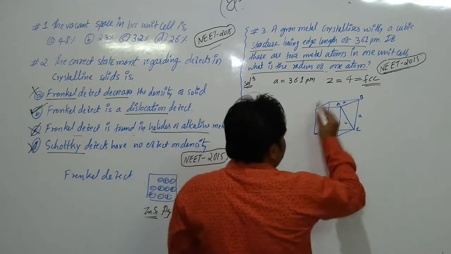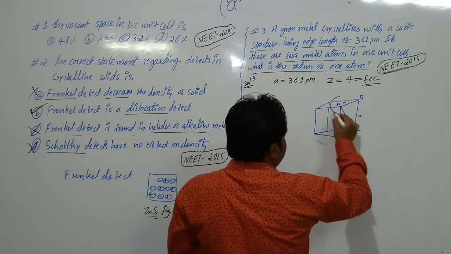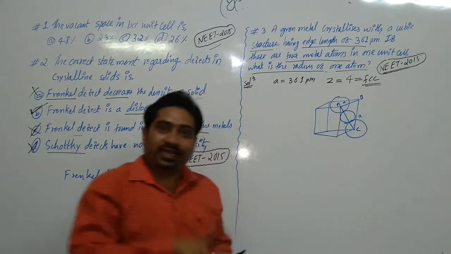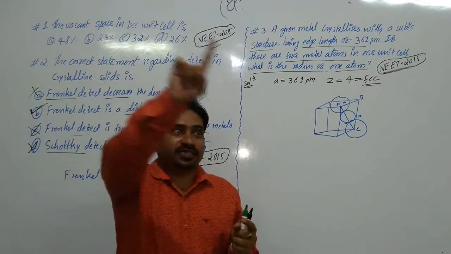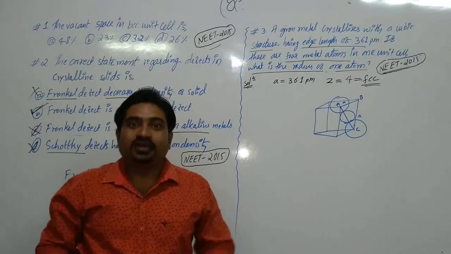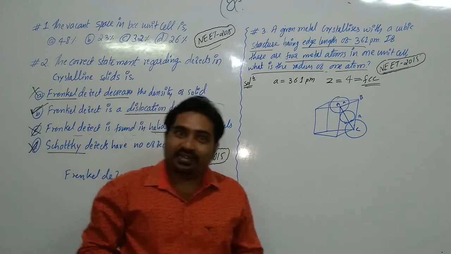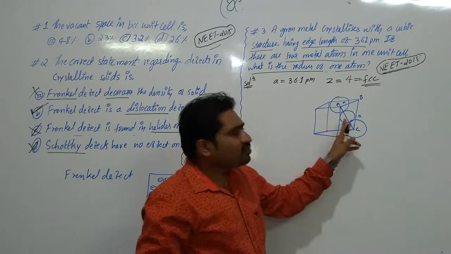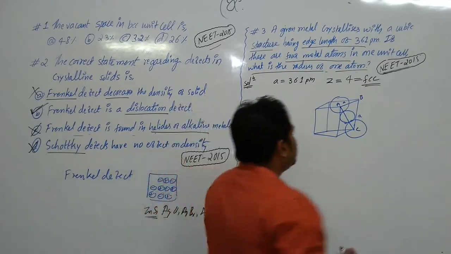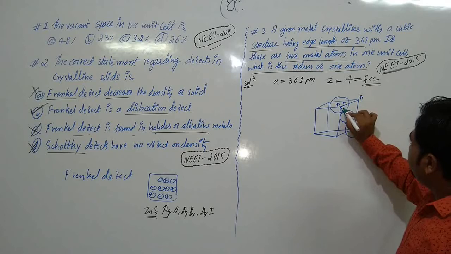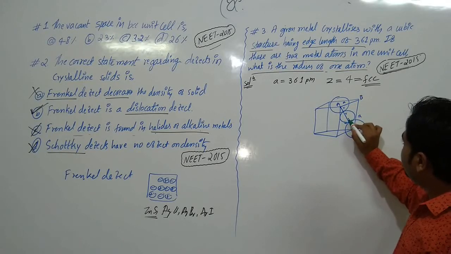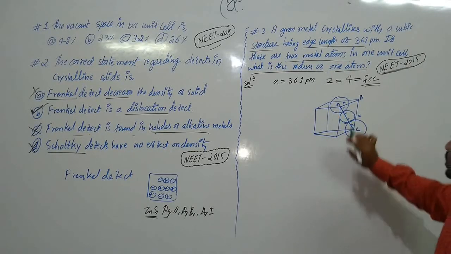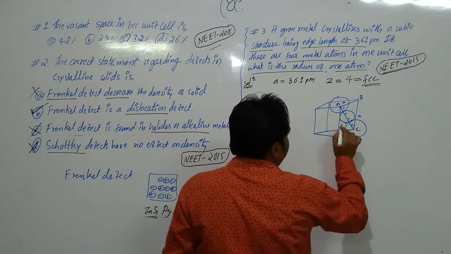And we know that in an FCC unit cell, the particles are present at the corners, and also at the center of each face, isn't it? So in that condition what happens? Let us derive the relationship. Let us take the radius of the particle as R. And by applying the Pythagoras relation, we have to calculate the length of B.